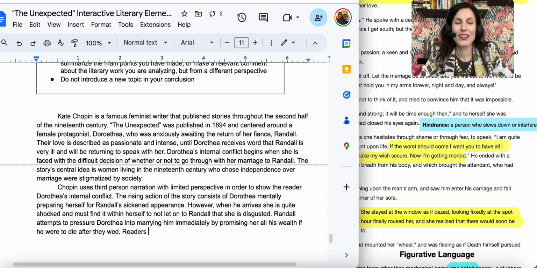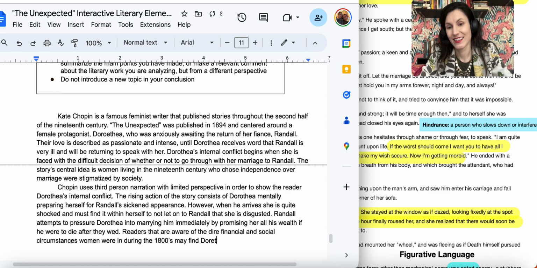Readers that are aware of the dire financial and social circumstances women were in during the 1800s would find Dorothea's final decision to run away one of great bravery.